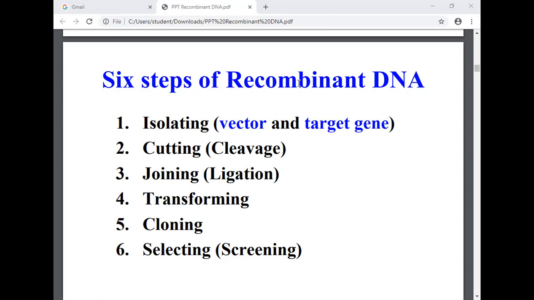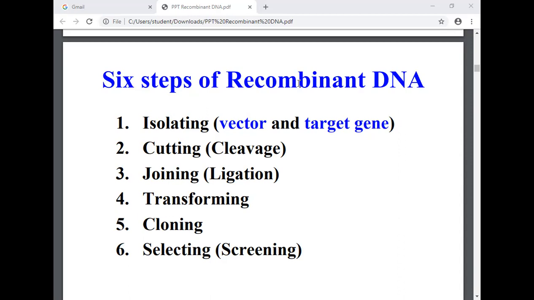So after cutting, we use the ligase enzyme to ligate them, and after ligating them we will get a complementary deoxyribose nucleic acid. We will get a segment which is required by us, and after getting that complementary segment, we will transform it. Where will we transform it? To a host cell, that's great.